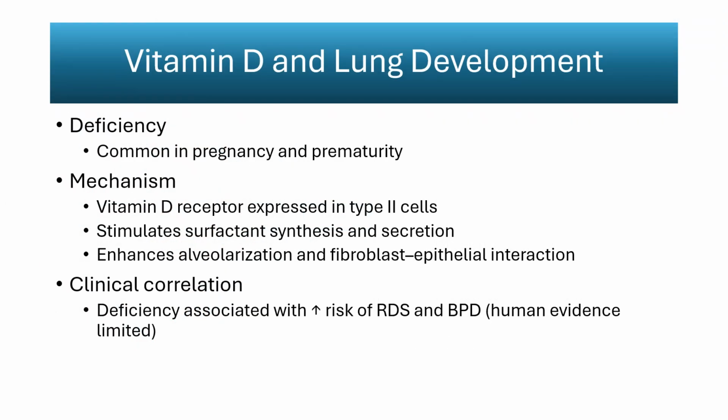Vitamin D deficiency is common in pregnancy and in premature infants, and it directly influences surfactant and lung development. Type 2 alveolar cells express the vitamin D receptor, and activation of this pathway stimulates surfactant synthesis and secretion. Vitamin D also promotes fibroblast epithelial interactions that support alveolar septation, strengthening both surfactant biology and structural growth. When vitamin D is deficient, surfactant production is reduced, alveolarization is impaired, and the lung remains more vulnerable to collapse and injury. Observational studies link deficiency to increased risk of respiratory distress syndrome and bronchopulmonary dysplasia, though the strength of evidence in humans remains limited.